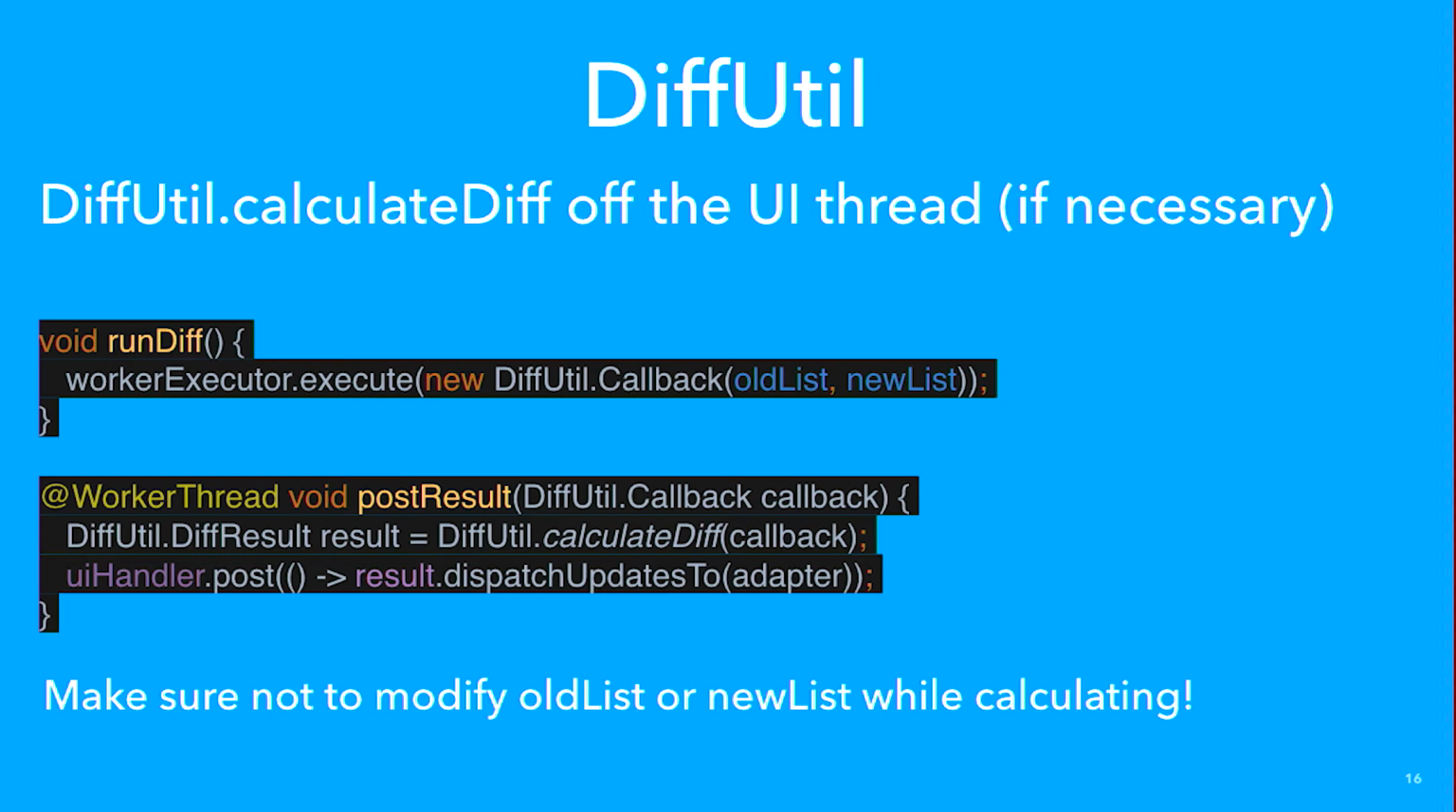So if new data has come in, you've got to be careful of a race condition where your backing data set has changed, but you're still calculating the diff, and now your data set is incorrectly reporting to DiffUtil.calculateDiff. So the thing is, if you can avoid it, do, because it's always nice to have the UI thread be the boss.